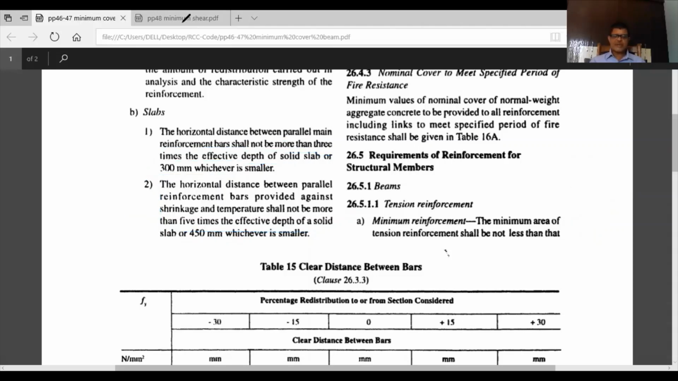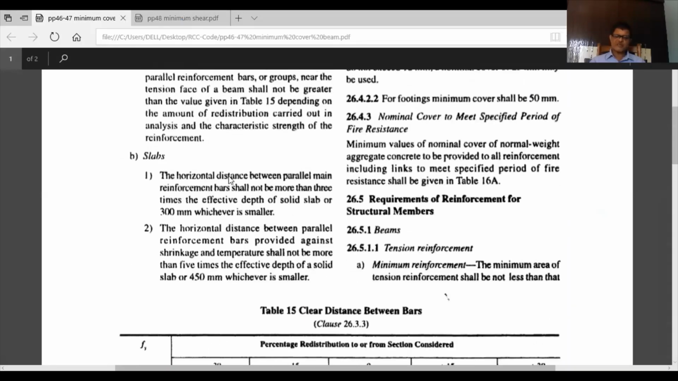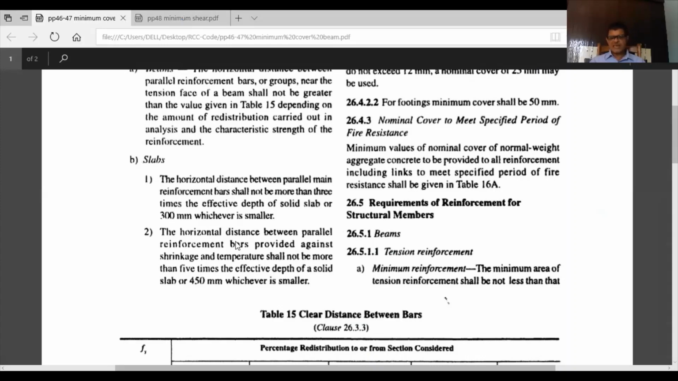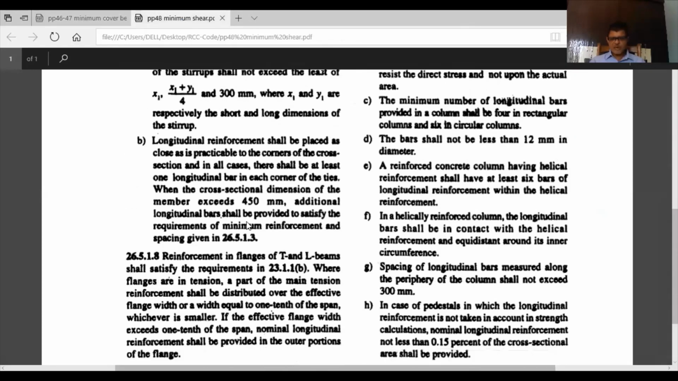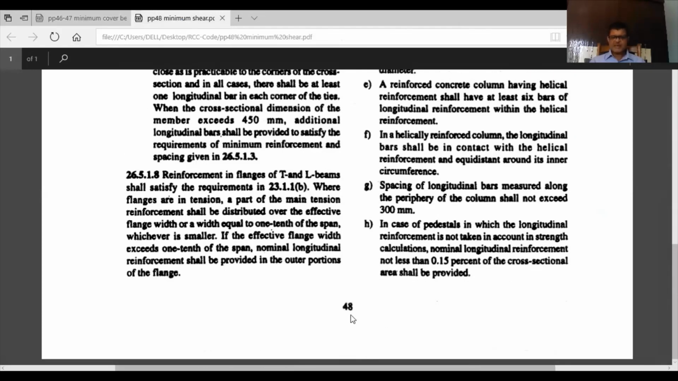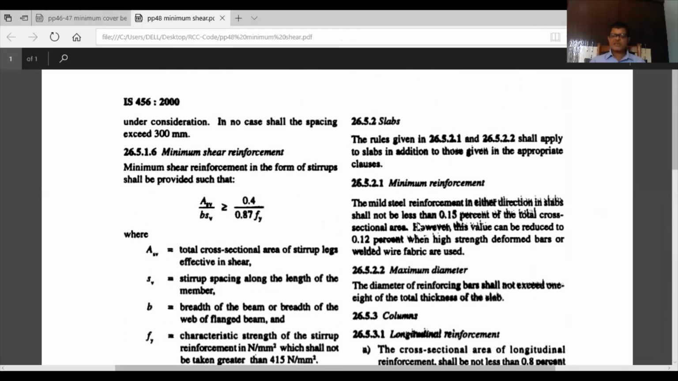These two things are given on two pages. On page 46 you will find the distance between the reinforcing bars in slabs, and on page number 48 you will find the diameter of the bars and the minimum steel requirement for the slabs. Now let us go to our problem.